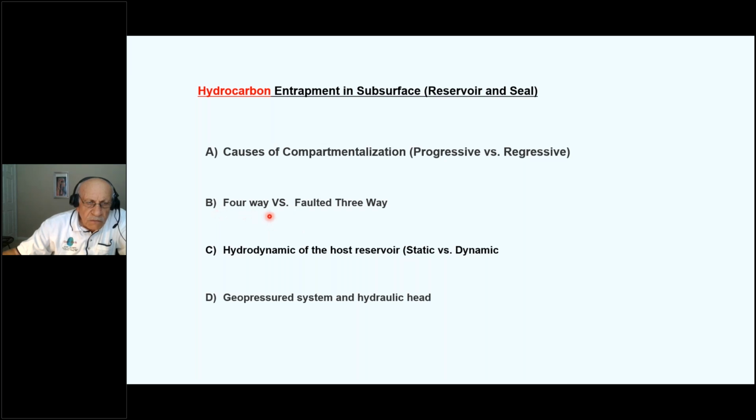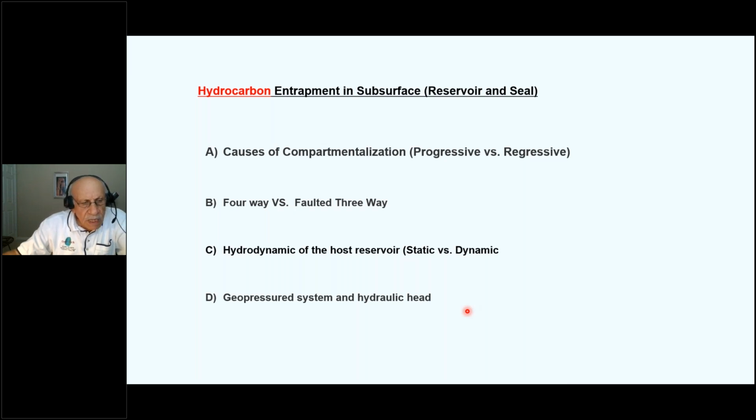We're going to go through four-way closure versus fault three-way, and how the entrapment takes place. And then I have to go through the hydrodynamic as well, because there's a lot of hydrocarbon around the world, some of them in the Middle East, but a lot of hydrodynamic traps exist, and I studied some of them in South America. And the last one is the geopressure system, that's a tricky one, and I'm going to elaborate. Maybe I give it about 5-7 minutes on the last chapter.